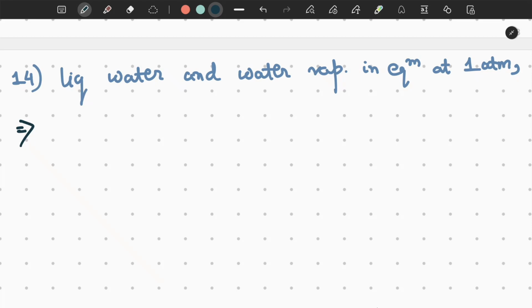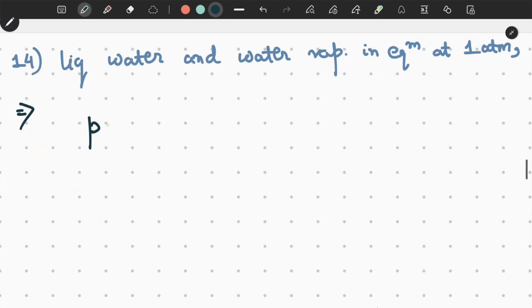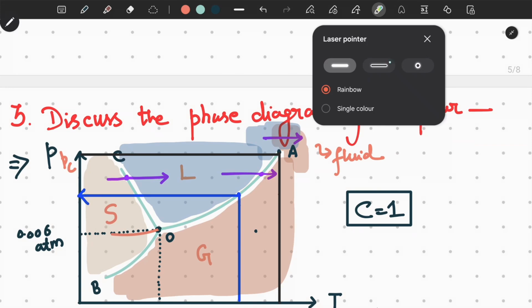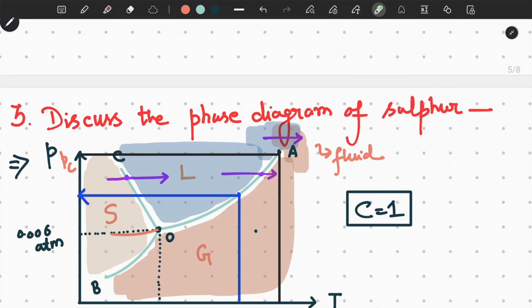Phase is 2, because this is just liquid water and water vapor. That means this line, this AO line, correct? Yes. This is bold already. This line, this AO line, correct? Yes. Already we have calculated this is phase 2.